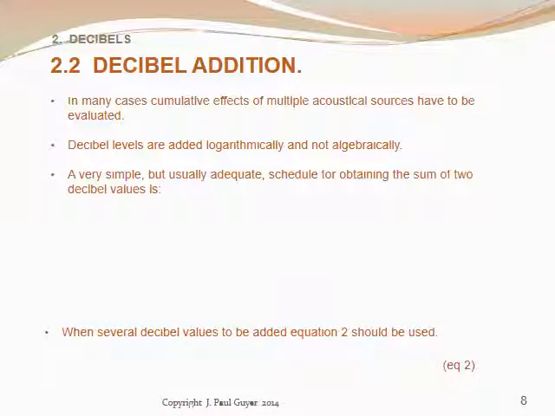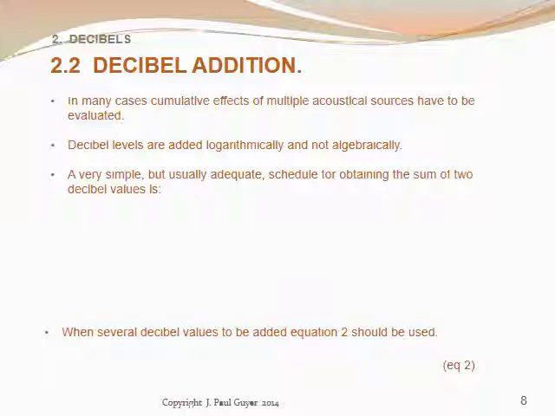With regard to decibel addition, in many cases, cumulative effects of multiple acoustical sources have to be evaluated. In this case, the individual sound levels should be summed. Decibel levels are added logarithmically and not algebraically. For example, 70 decibels plus 70 decibels does not equal 140 decibels, but only 73 decibels.